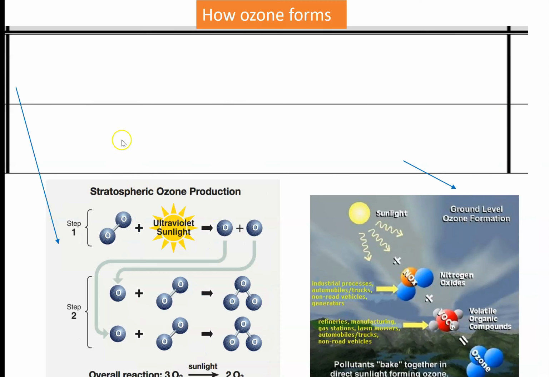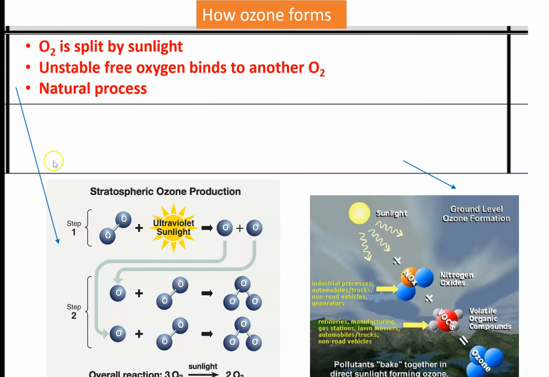So I'm briefly going to go over how ozone forms. I'm sorry if it gets a little confusing. But the first way is a natural process that occurs without us. Oxygen or dioxygen molecules, which are O2, are split up by sunlight when they meet with sunlight. And that creates free oxygens that will then bind to other dioxygen molecules. So this is your free oxygen binding with your dioxygen to create O3, which is ozone.